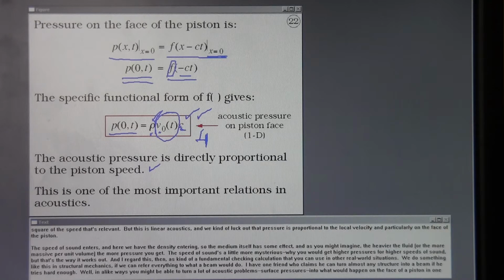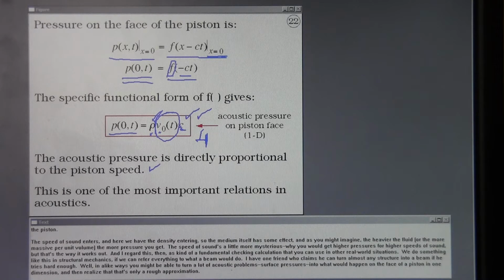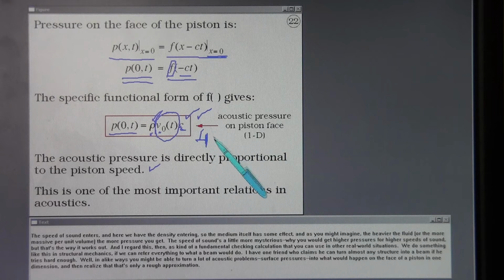We do something like this in structural mechanics if we can refer everything to what a beam would do. And I have one friend who claims he can turn almost any structure into a beam if he tries hard enough. Well, in like ways, you might be able to turn a lot of acoustic problems, surface pressures, into what would happen on the face of a piston in one dimension, and then realize that that's only a very rough approximation.